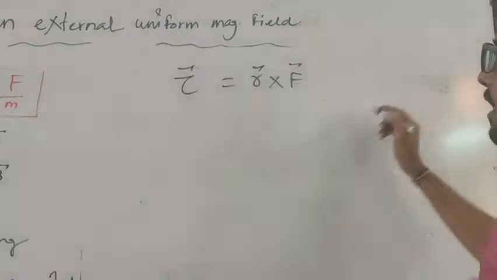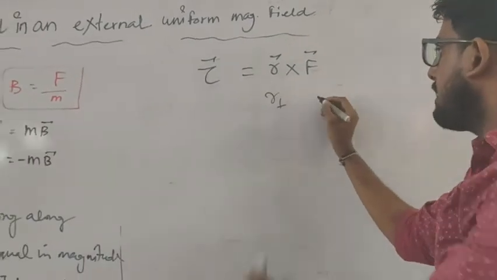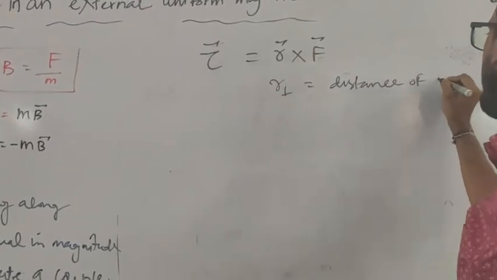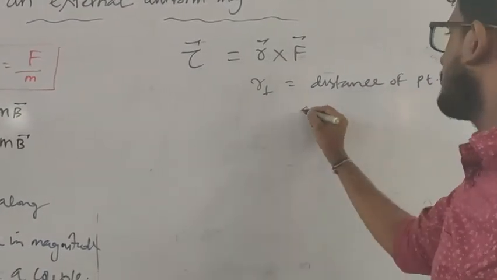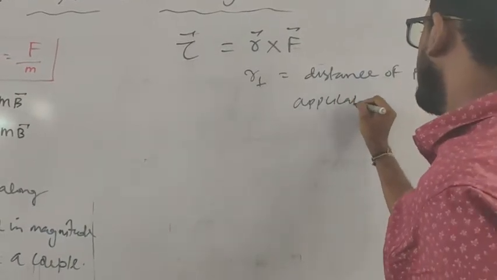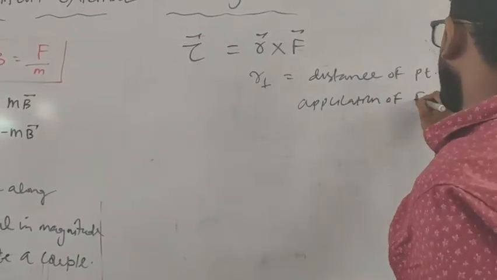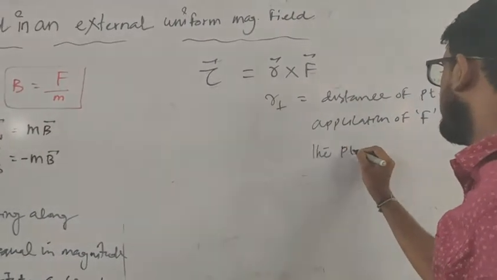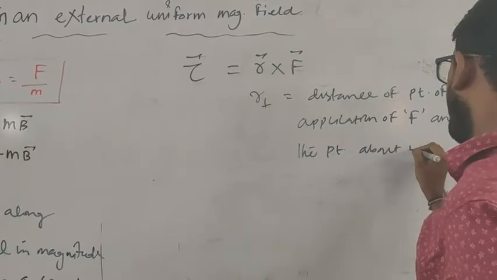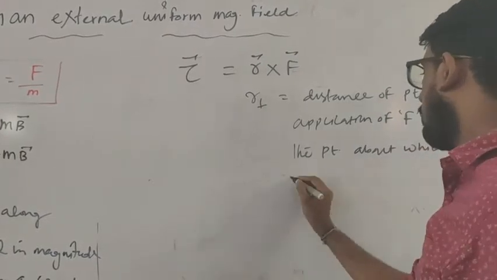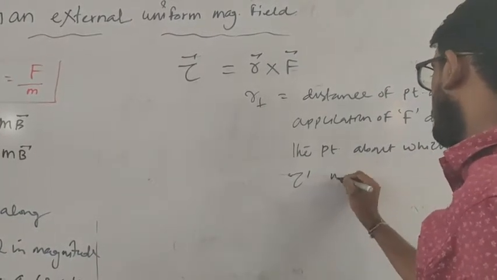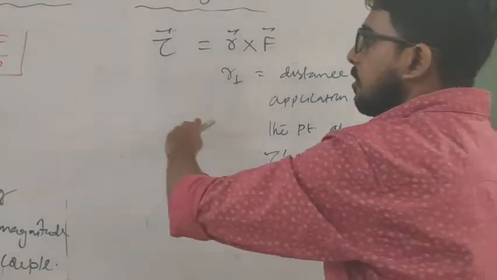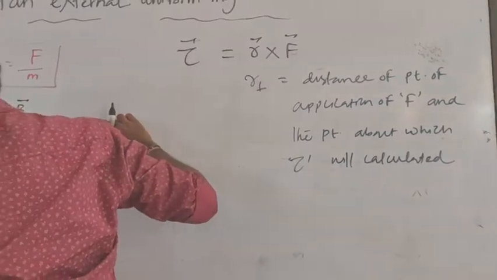R is the perpendicular distance of the point of application of force and the point about which torque is calculated. Clear? So here this is a force and here is another force.